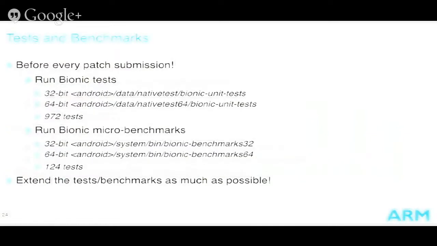So Bionic also provides a set of benchmarks and tests. You have a 32-bit variant and a 64-bit variant of both the tests and the benchmarks. It's slowly developing. We have many more tests than what we started with, and many of them have been introduced with the 64-bit port, either by us or by Google. And I would like to emphasize that you should definitely make sure that you run both the 32-bit and the 64-bit tests, as well as the benchmarks, before submitting patches to AOSP. I would also like to encourage you to extend these tests and benchmarks as much as possible.